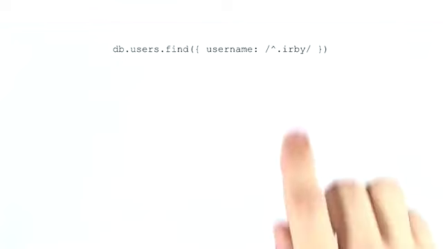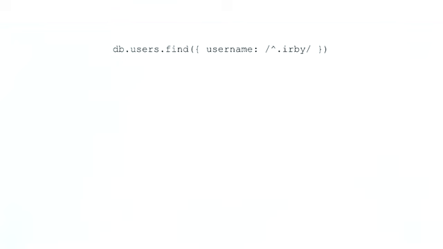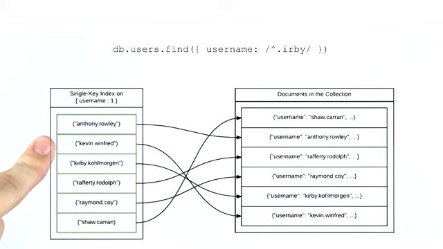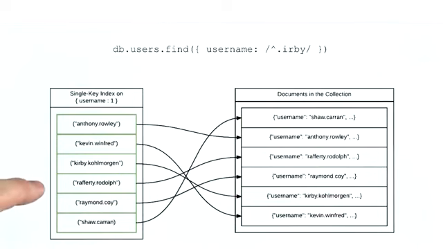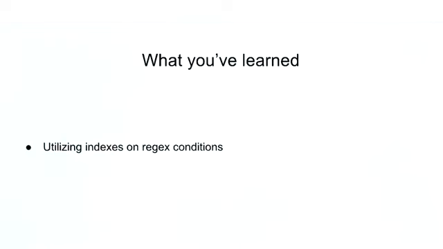For example, with this wildcard regex, we need to check every single index key because we can't limit ourselves to just where it starts with Kirby. There could be an index key that is A-IRBY, or K-IRBY, or R-IRBY, or S-RRBY. We have to look at all these index keys. Let's recap what we've learned. We've talked about how to utilize indexes using regular expression conditions in MongoDB.